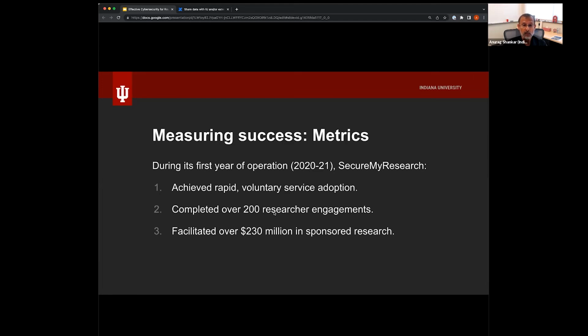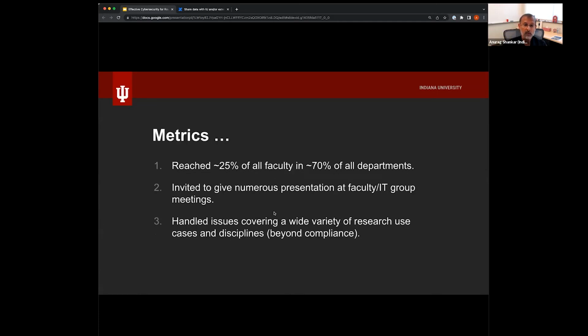And we completed over 200 engagements, and that doesn't sound like a big number, but it actually is. These are substantial engagements, and facilitated over $230 million in sponsored research. It's a fairly substantial number.